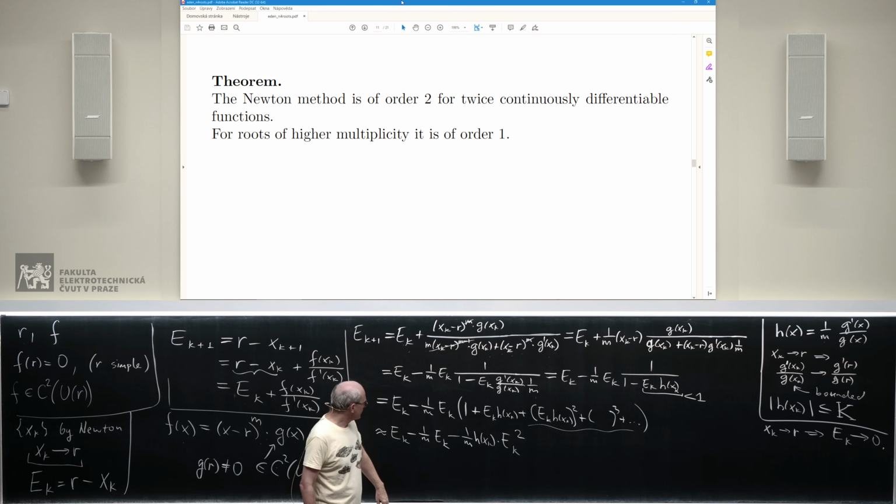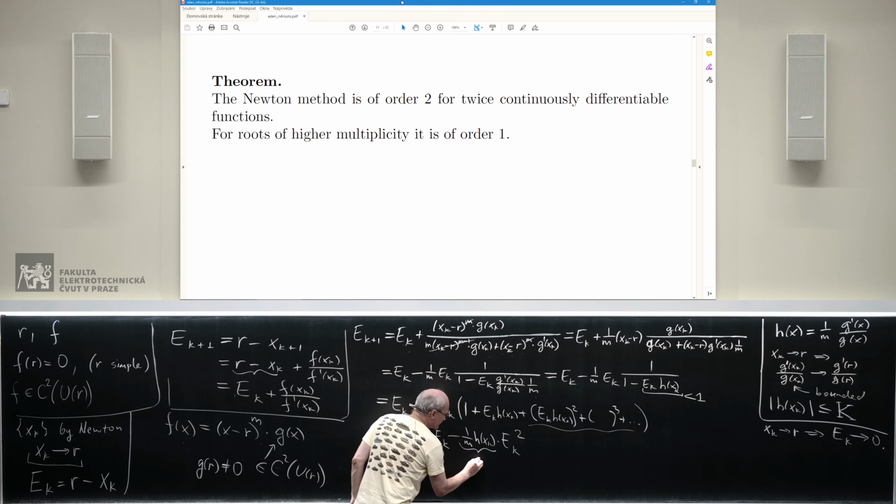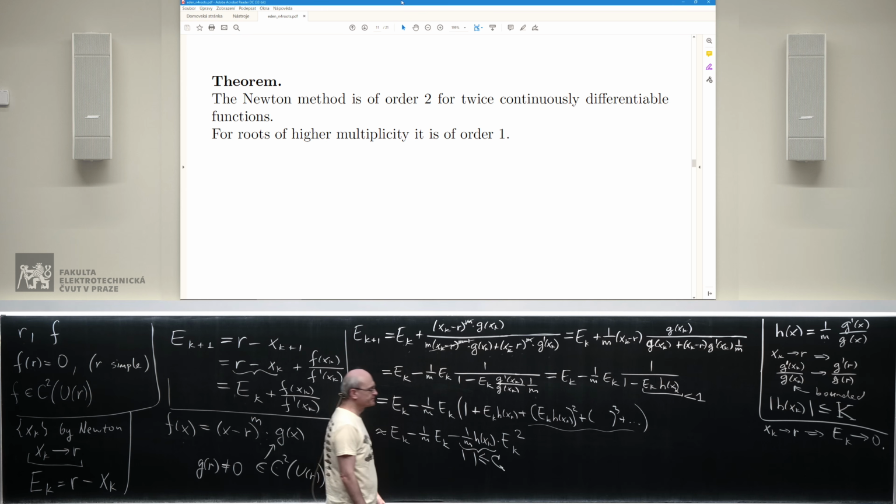Let me do one more trick. I don't know how much this is, but this is bounded. So this coefficient here in absolute value is bounded by some capital C.